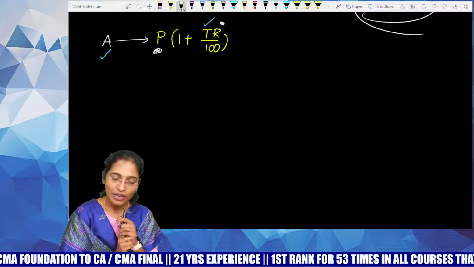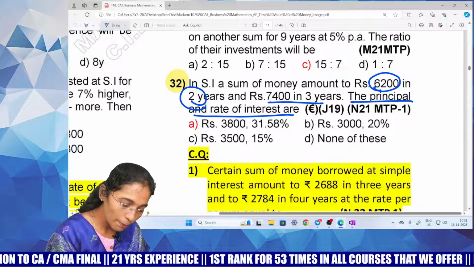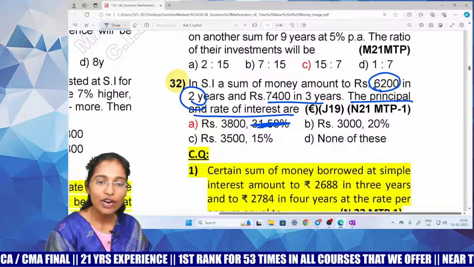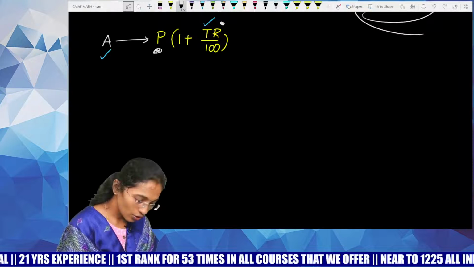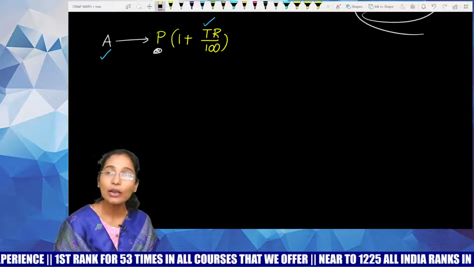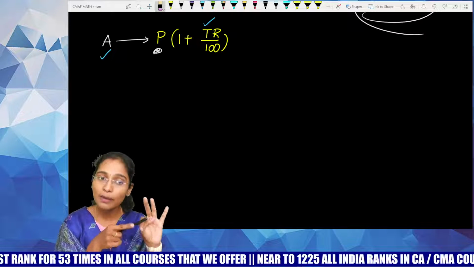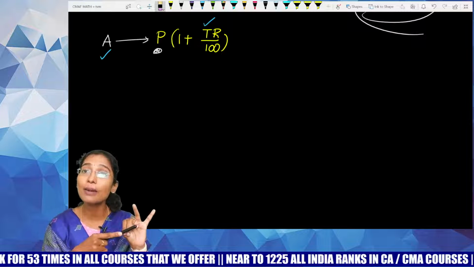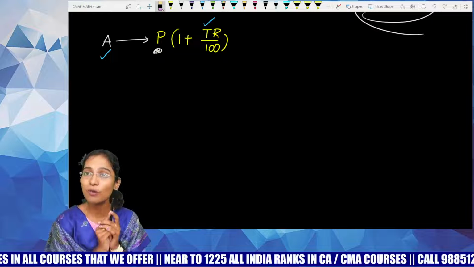Guys, for example, for the same question, if it is mentioned that calculate only the principal, who is not available? Rate of interest is not available. So, I can't tick R because R is not available. Now tell me, in the question A is there, in the option P is there, in the question T is there, but who is not covered? R is not covered. So, option verification is not possible.